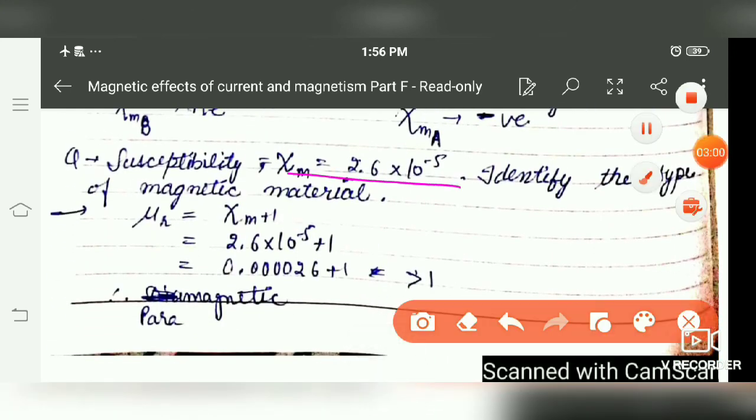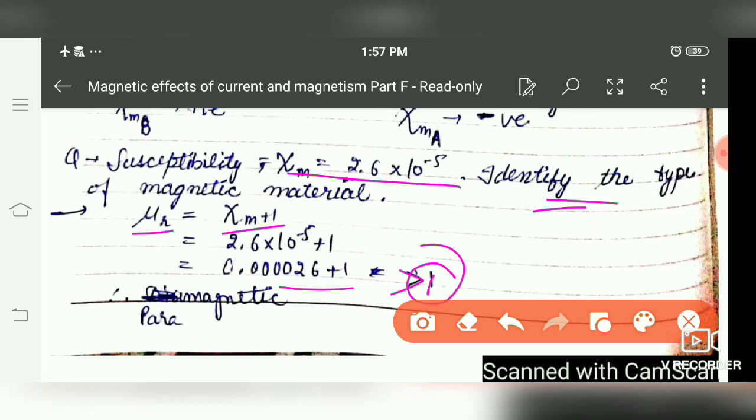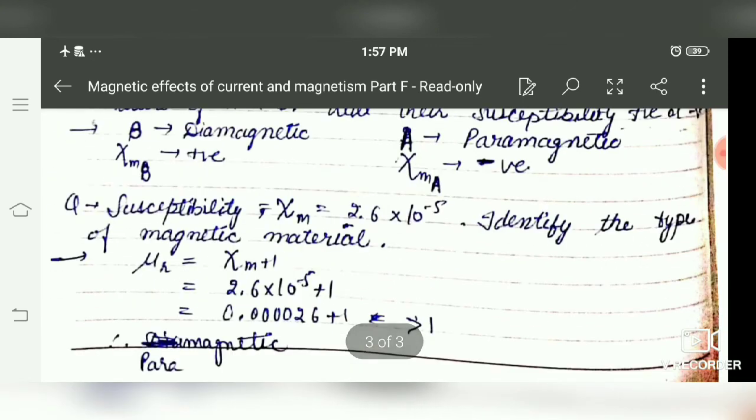The susceptibility of a material is given. Discuss the type of the material. As mu r equals chi m plus 1, by substituting its value and solving we get it greater than 1. If it's greater than 1, it means it's a paramagnetic material. It's paramagnetic.